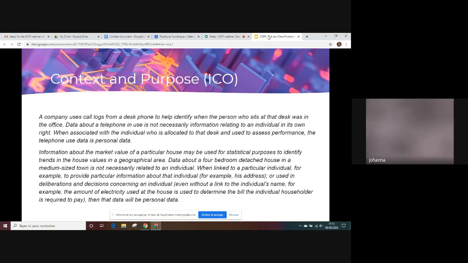And a really good example that people often use is information about the market value of a particular house. And we all see these on websites such as Zoopla or Rightmove or the appropriate property website in your area. And they will give you information about house values, and data about a 4-bedroom detached house in a medium-sized town is not necessarily related to an individual. However, when that data is then linked to a particular individual, for instance, to find out where they live, to identify their address, or used in considerations of the amount of electricity that is used to determine the bill that the individual is required to pay, then that data about the house becomes personal data.